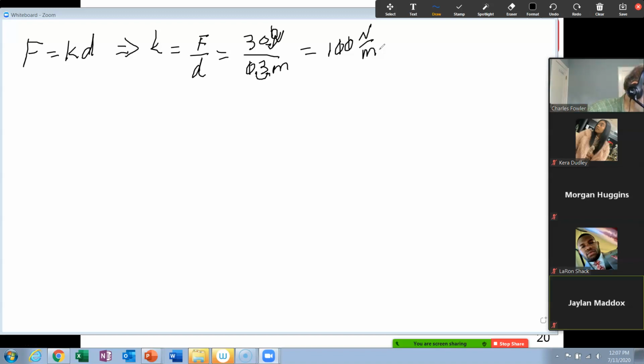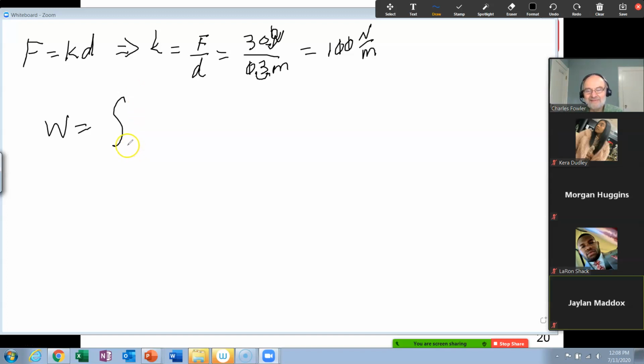Now that we know that, it says find the work done in compressing the spring an additional 3/10 of a meter. Okay, so basically what we have here, the work done is equal to the integral from the first position to the last position.